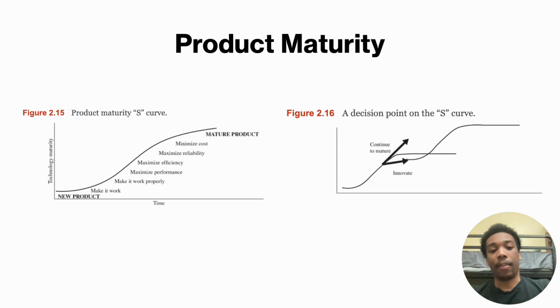So next we have product maturity, right? Once you come up with the idea to create a new product, it starts kind of here on the S curve, right? And the S curve shows the flow of product maturity.